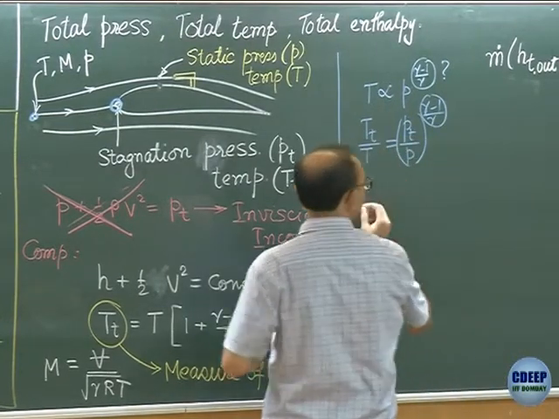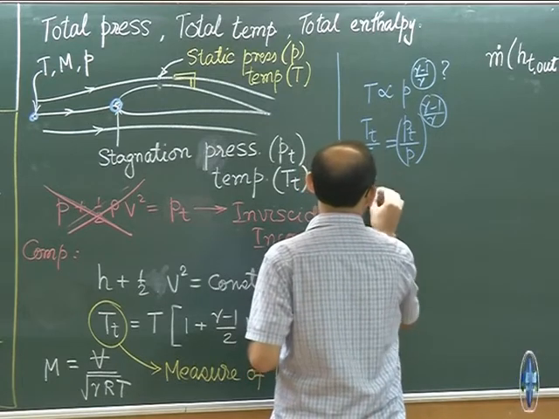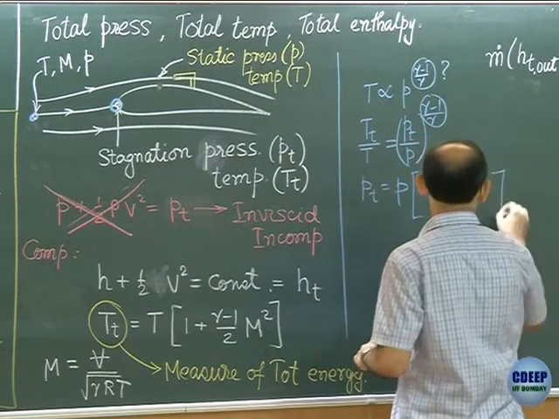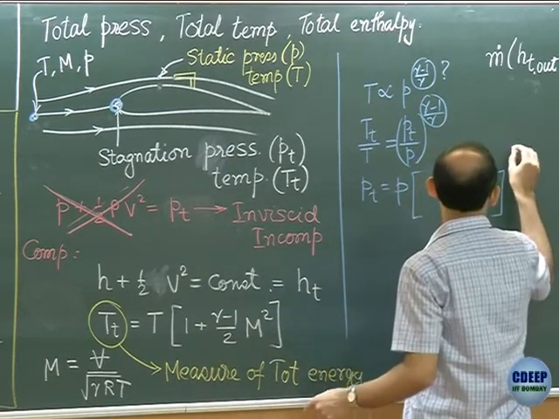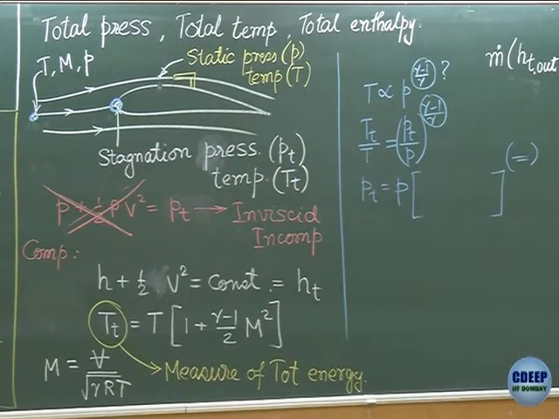I think let's move on a little bit faster because I need to get to where I want. So P total equals P static times that factor here, 1 plus gamma minus 1 by 2 M squared to the power of whatever that other power is in terms of gamma. Okay, fine. So just fill it up. Good.